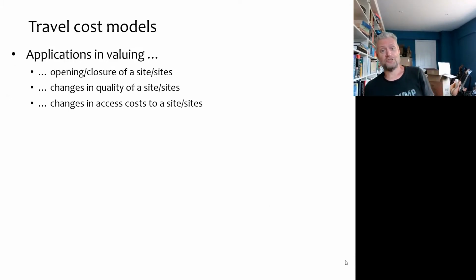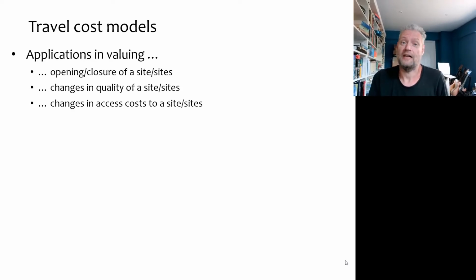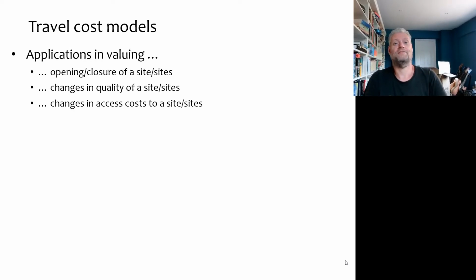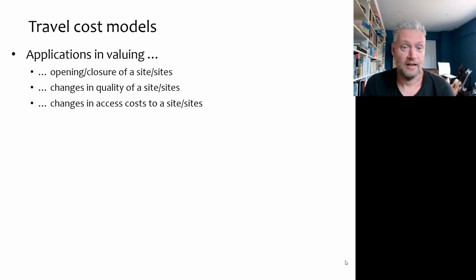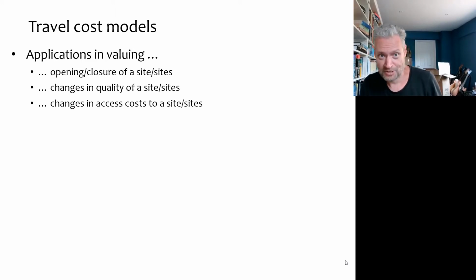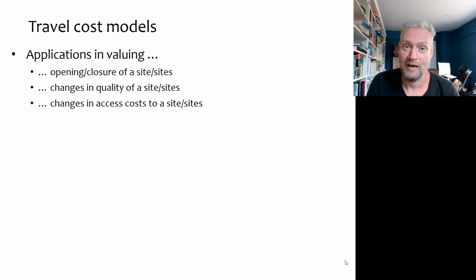And you can apply this to all sorts of things. You can, of course, just close the park completely, and then you have an estimate of the total consumer surplus. You can also hypothetically open a park that is very similar to an existing one. You can change the quality of a particular park. You can change the access costs, and all that will induce a change in the demand for that park, and therefore by integrating under the relevant portion of the demand curve, you can estimate the change in consumer surplus.